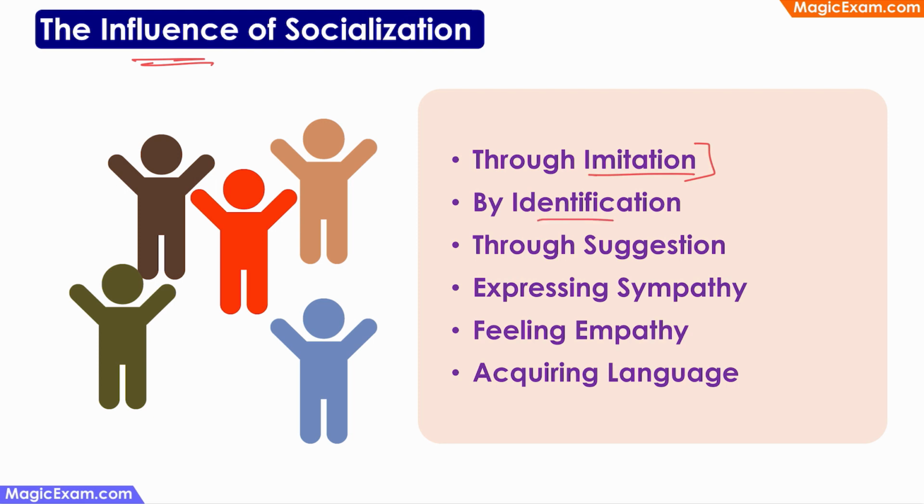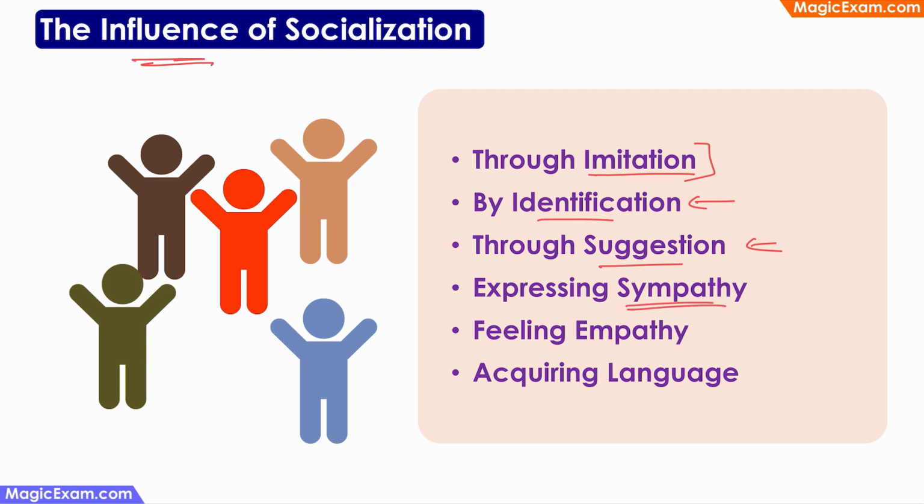Then it can be by identification. For example, if the child is part of a religious group and is regularly participating in some religious ritual, then the child will start identifying himself or herself as part of that religious community, and because of that the child will learn to behave in a particular way. So that is change of behavior because of identification. And then it can be through suggestion as well, because if somebody in that social group is suggesting to the child to behave in a particular way and the child changes his or her behavior accordingly, then that is change in behavior due to suggestion. And the child might actually be sympathetic towards somebody in that social group.